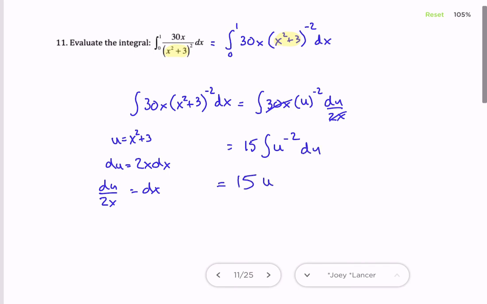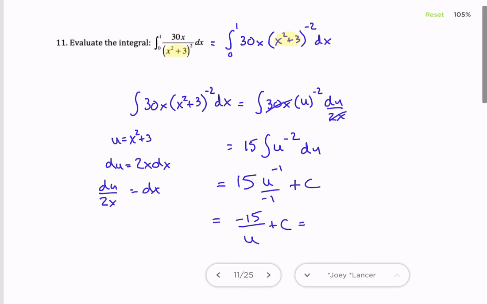We'll use the power rule. So add 1 to negative 2, we get negative 1. Divide by negative 1, and we have plus c. I want to simplify this. So 15 over negative 1 is negative 15. And u to the negative first power is just divide by u.